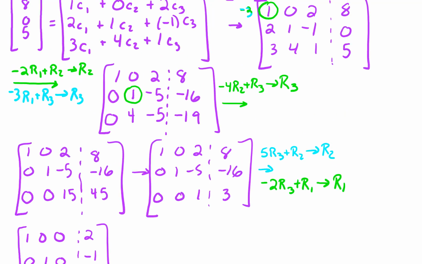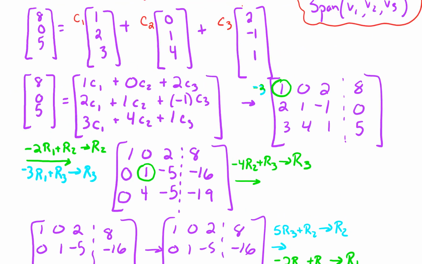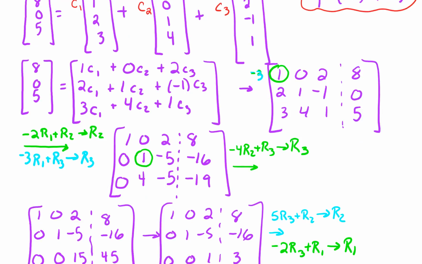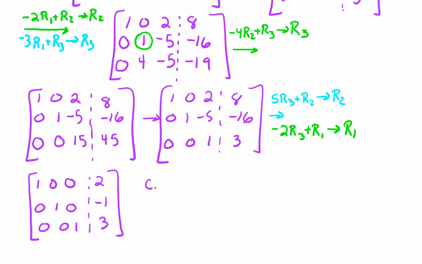And so what were we solving for? It's always important to go back and look at what we were solving for. We were solving for these scalars C1, C2, and C3. And so this tells us that C1 is 2, C2 equals -1, and C3 equals 3.